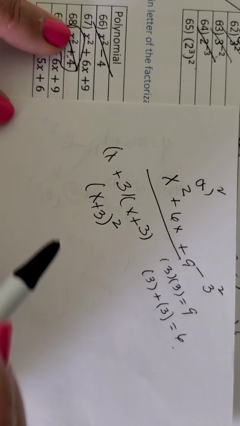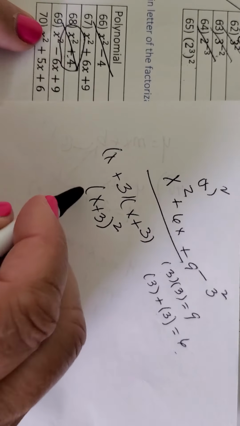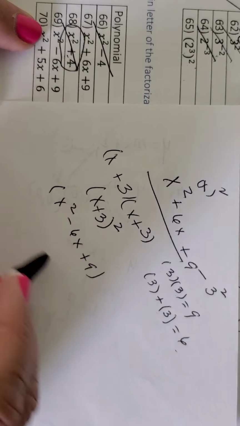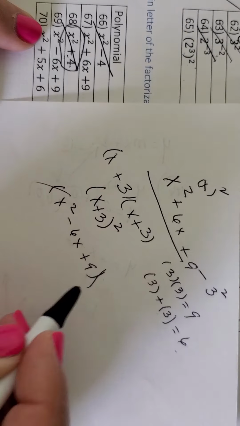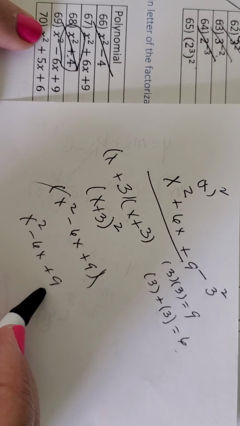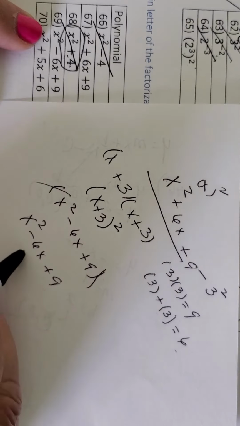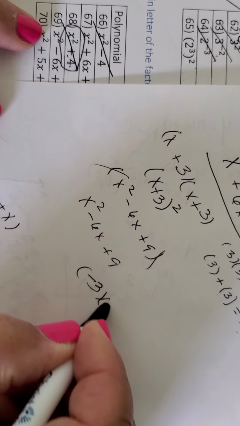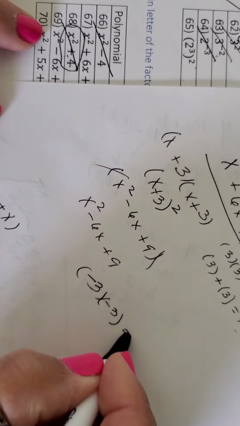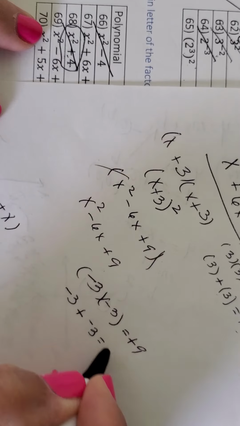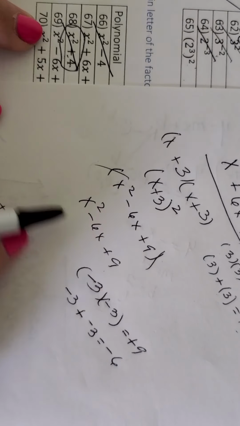What about if you had something like this? X squared minus 6x plus 9. Let me remove this parenthesis. There is no need for this parenthesis. X squared minus 6x plus 9. Here, two numbers that multiply will give you 9, but added will give you a negative 6. No problem. Negative 3 multiplied by negative 3 is positive 9, and negative 3 plus negative 3 is negative 6. So this is a perfect quadratic.